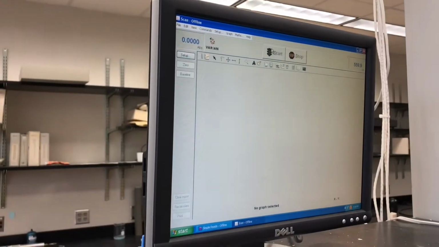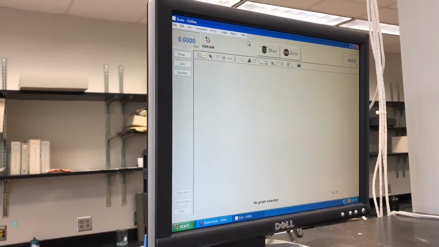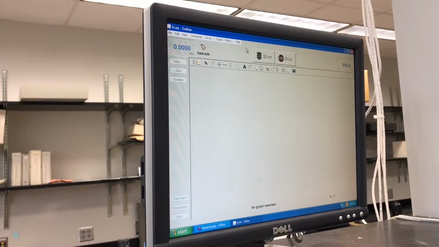We recorded across all wavelengths with our stock solution to find which wavelength would work best for all of our solutions.